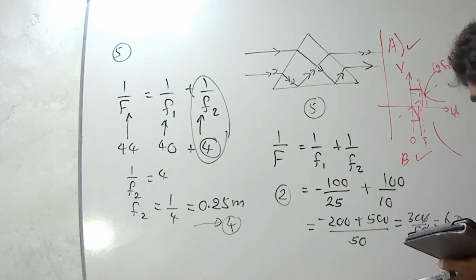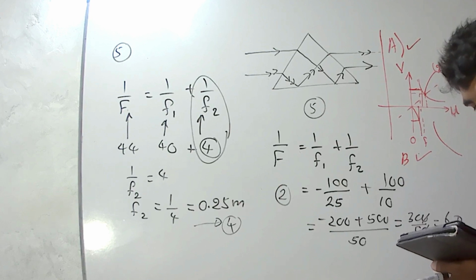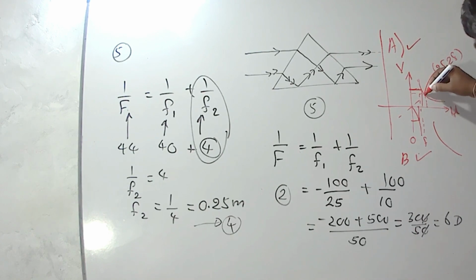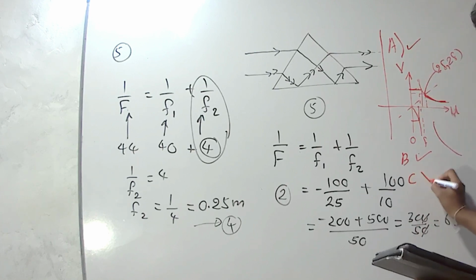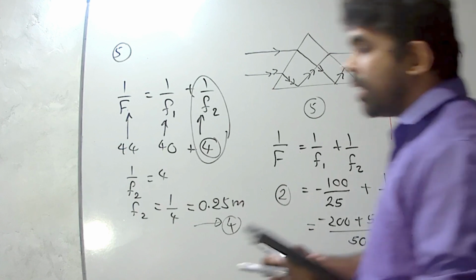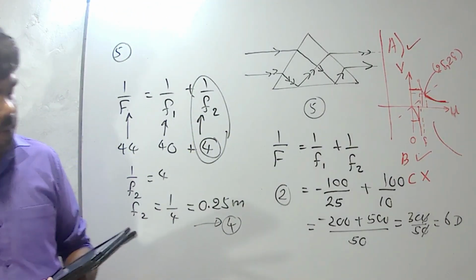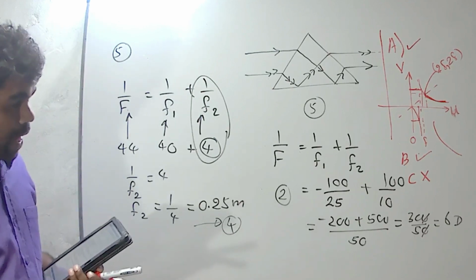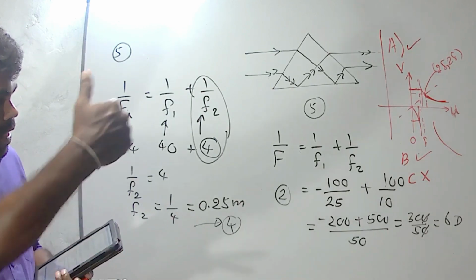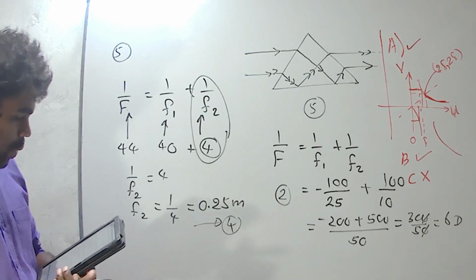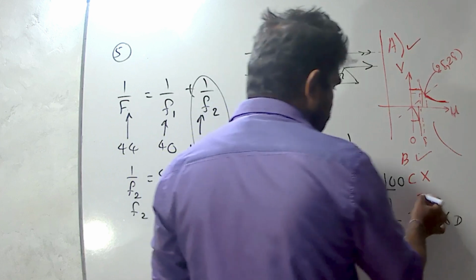From u equals 2f to infinity, M increases. 2f to infinity means this part. No, the image distance is decreasing. Therefore, we know that the ratio between image distance and object distance is the magnification. It is decreasing. Then the answer is only A and B are true. The third one is the correct answer.